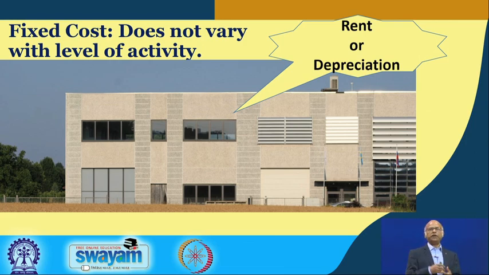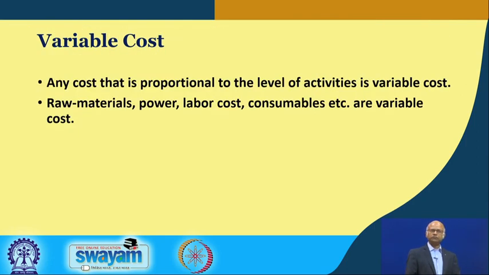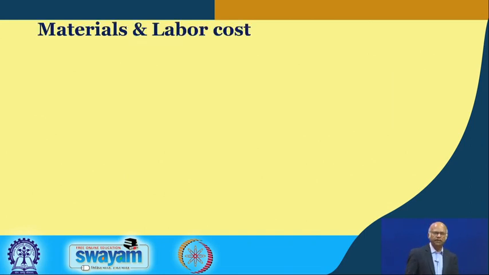Similarly, whatever you pay on a monthly basis or annual basis, without regard to the level of operation, those are part of fixed cost. Variable cost varies with level of production. As I said, if you produce 100 units, you incur some cost. If you produce 200 units, it will be double that.